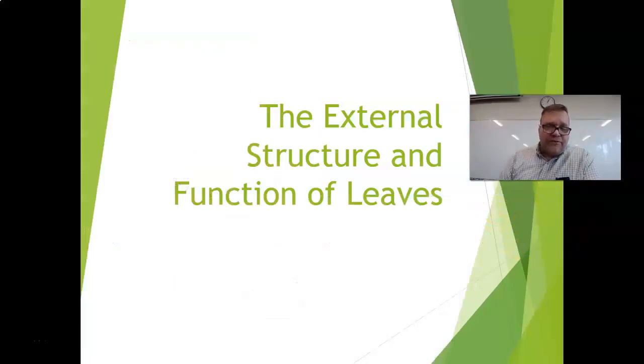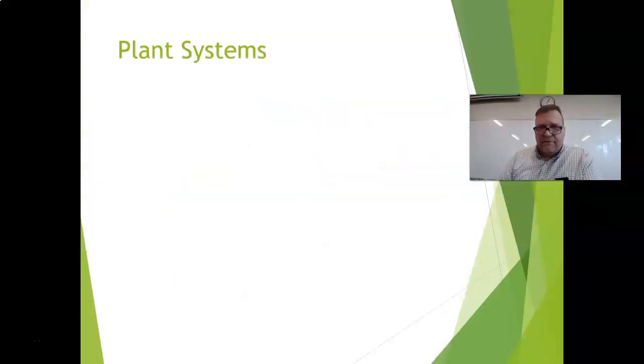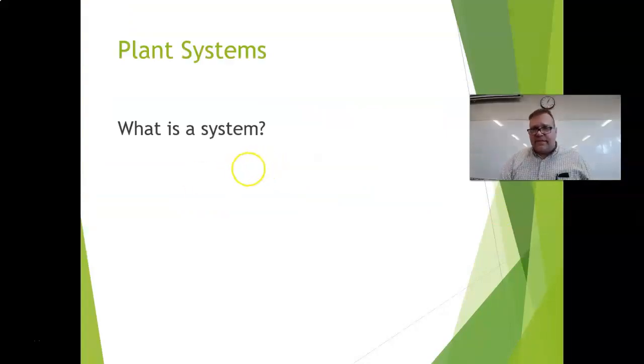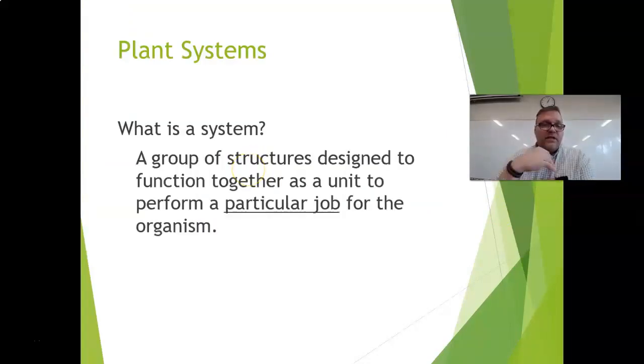External structure and function of leaves. Let's talk about that. The plant system. What is a system? A system is a group of structures designed to function together as a unit to perform a particular job for the organism.